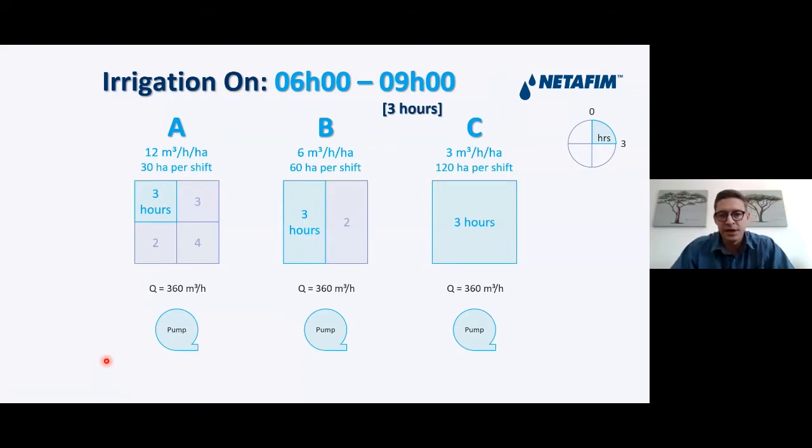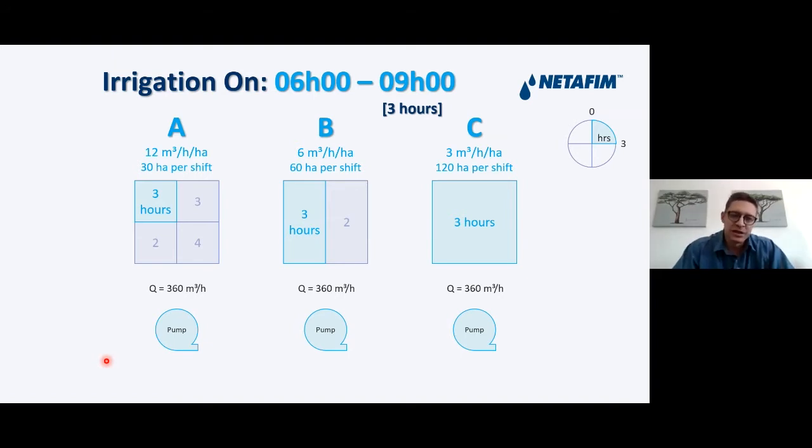On farm A, we need to irrigate for 3 hours at the application rate of 12 cubic meters per hectare per hour to reach our daily water requirement of 3.6 millimeters per day. Because of the higher flow rate, we can only have 30 hectare blocks.